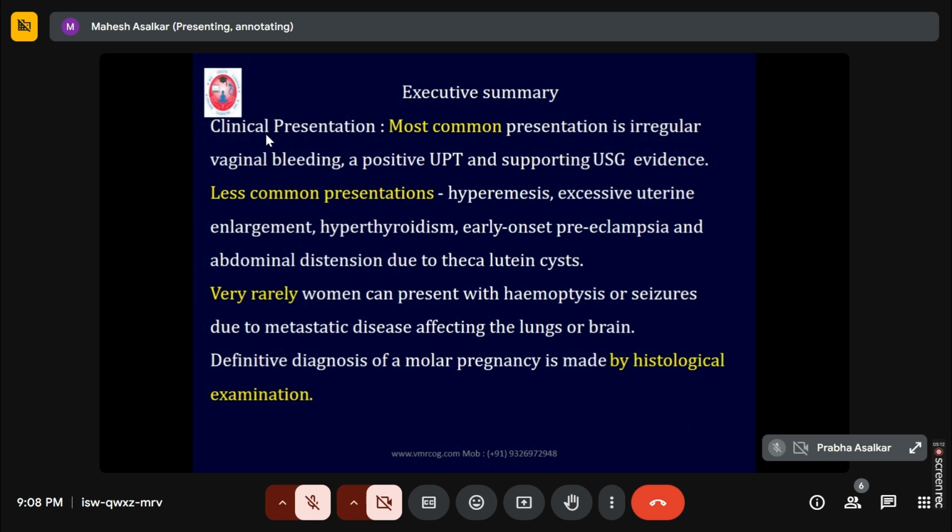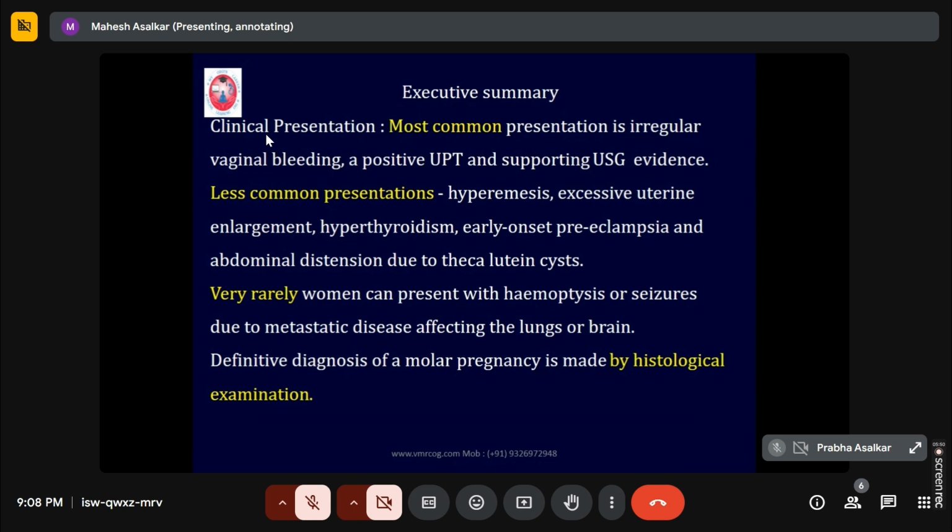So what is the most common presentation of gestational trophoblastic disease? The most common presentation is irregular vaginal bleeding, positive UPT and supporting ultrasound evidence. Less common presentations are hyperemesis, excessive uterine enlargement, hyperthyroidism, early onset preeclampsia, and abdominal distension due to theca lutein cyst. Very rarely, the patient may present with hemoptysis or seizures due to metastatic disease affecting the lungs or brain. Definitive diagnosis of molar pregnancy is made by histological examination.